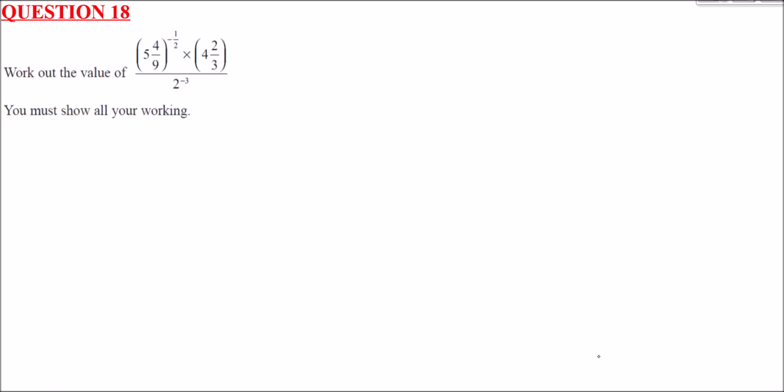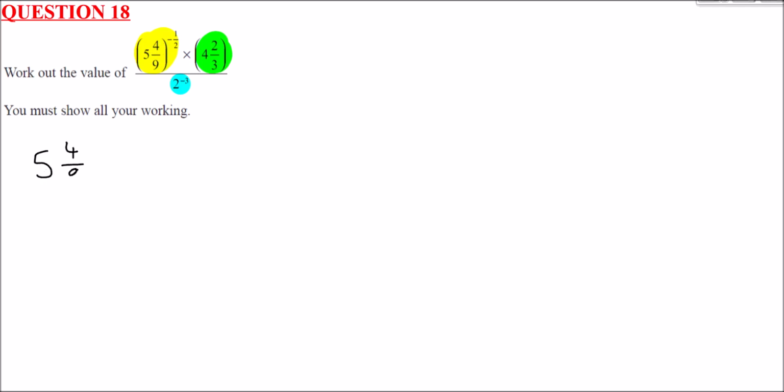Question 18. Work out the value of this horrible looking thing here, showing all the working. So I'm just going to take this piece by piece. First of all, let's think of this one. Secondly, 4 2/3. And finally, what's the value of 2 to the power minus 3? Well, first of all, 5 4/9 to the power minus a half.